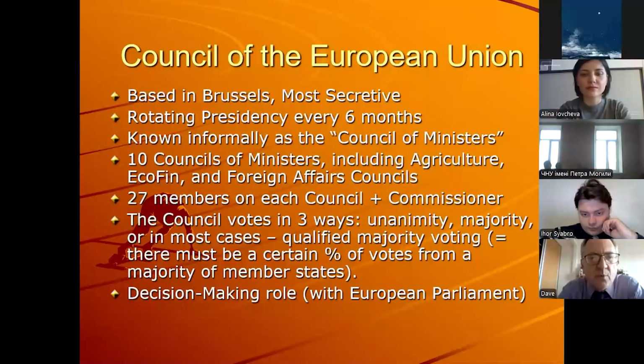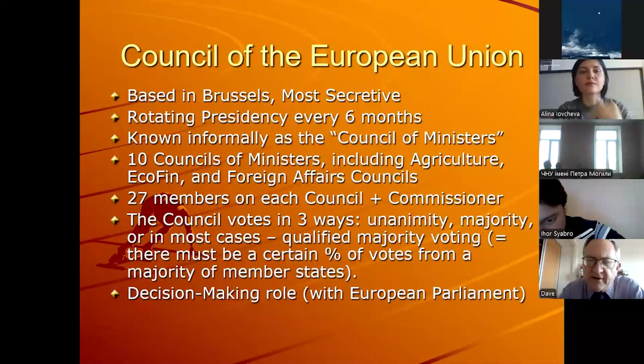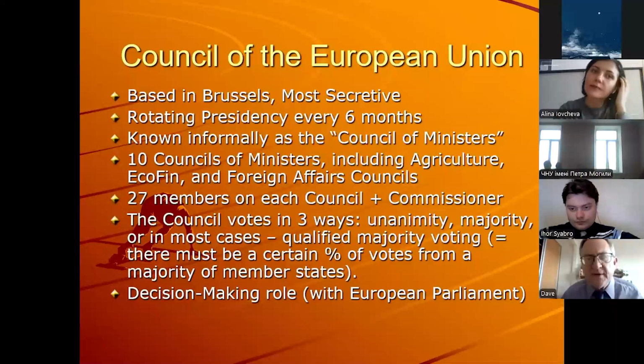Now, these councils vote in three different ways. On some topics, they vote unanimously, must be 100%. I think the only area, I could be wrong about this, but I believe the only area that still needs 100% of the council voting is foreign affairs, foreign policy. When they're voting on the common foreign security policy, something about Ukraine or something, it has to be 100%. In most cases, it's just a majority vote. And very often a qualified majority vote, which means a certain percentage of votes from a majority of the member states. Okay, qualified could be a two-thirds vote or whatever. It depends on the topic, on what they're talking about, how they're going to vote.